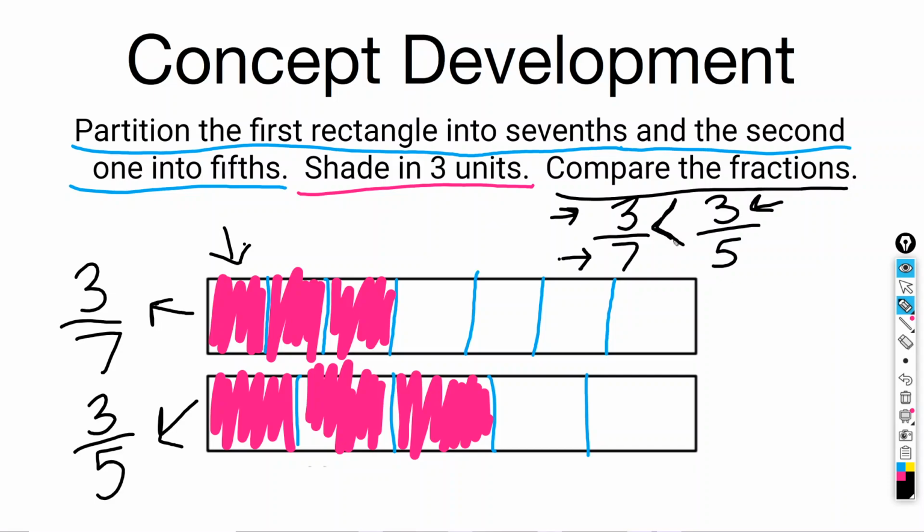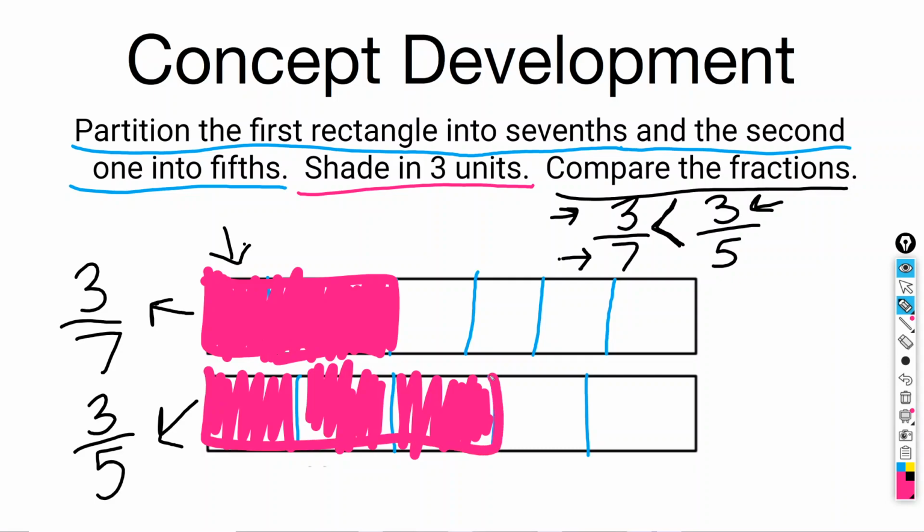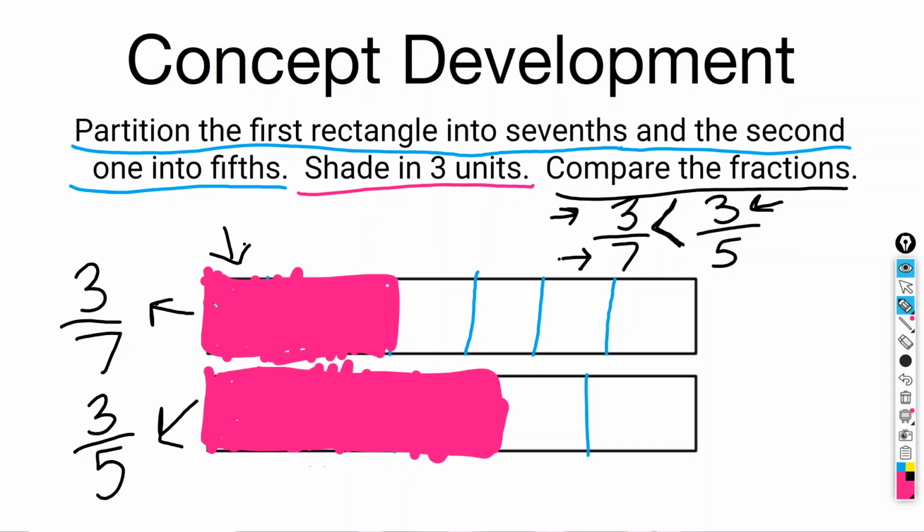And even with the less than symbol, the alligator mouth still faces the bigger fraction, which is the 3/5. And we can also see that using our picture, because this whole amount is shaded, but it doesn't take up as much space as this whole amount over here. Okay. So we can see that 3/7 is less than 3/5.